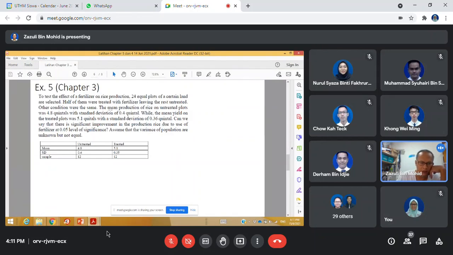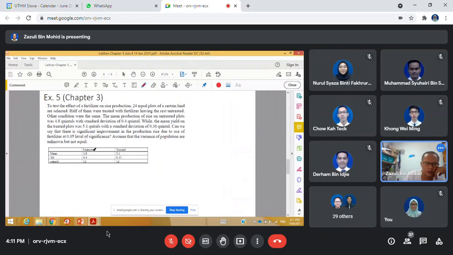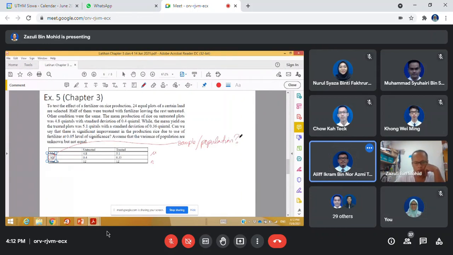Sekarang ni, now we have the mean of production. So this one should be the mean. Standard deviation, we have also the sample. This is the n number, and we have the standard deviation. So this standard deviation, is it referred to sample or population? Anybody can answer. Is it for sample or population?